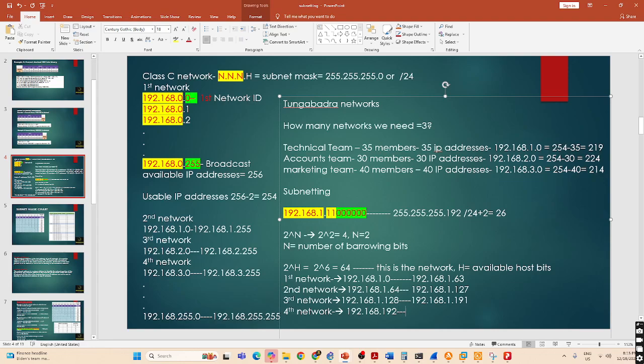Next, 192.168.1.192 to 192.168.1.255. I am talking about the entire range. In that, 1.0 is the network ID and the last address is the broadcast ID. In total, 64 IP addresses are available. How many usable IP addresses? 64 minus 2, which is 62. Right? Clear, right?